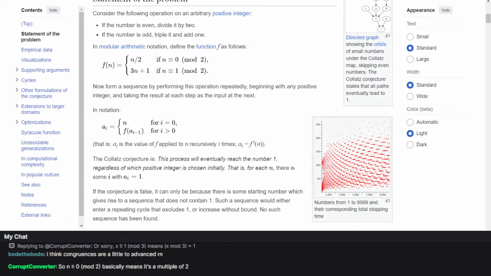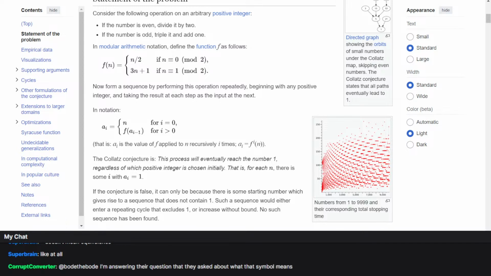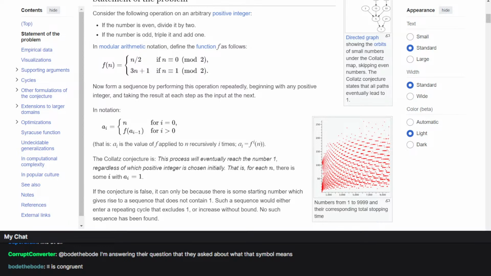Oh my god, you guys need to start typing the triple equal sign in English words. Oh, it doesn't mean equivalence. Okay, never mind. Superbrain says it doesn't mean that at all. Oh damn. Okay, never mind. Wait, what is it then? Oh, you're answering what it means. Oh, it means it's a multiple. So it just means n is a multiple of 0 mod 2 and multiple of 1 mod 2.